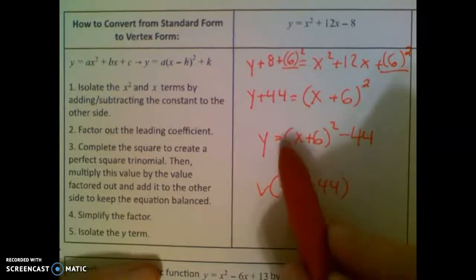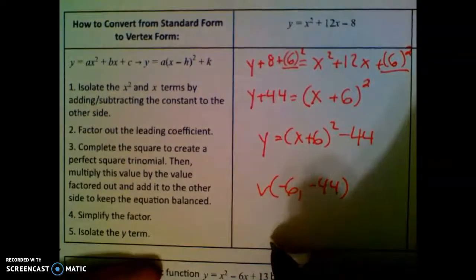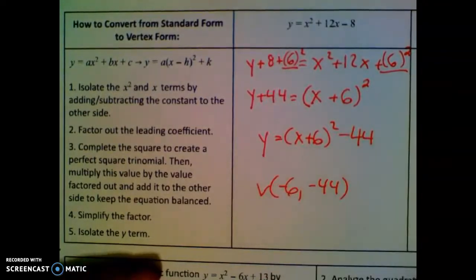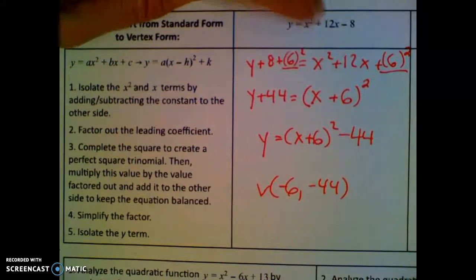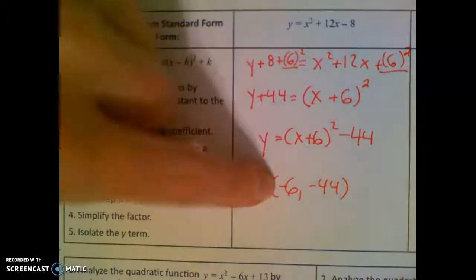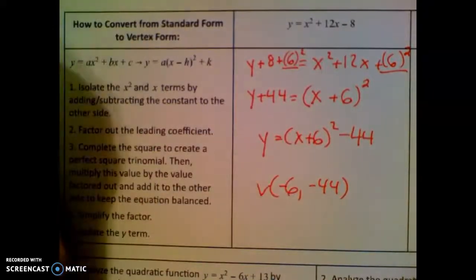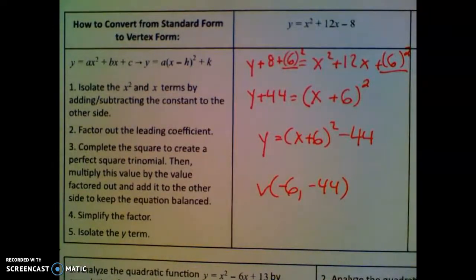My a value is a 1, so I'd have that 1, 3, 5 pattern. I could easily graph this guy and be done. If you did -b over 2a, you would have gotten a -6. Plug it back in, you would have gotten a -44. You could have gotten the same answer another way, but this was very, very simple.